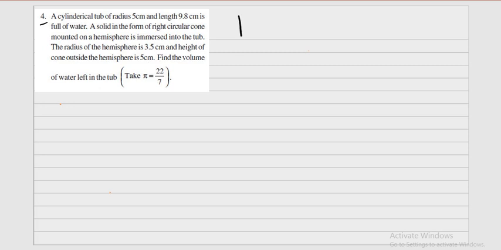Now if you observe the figure, what are the things that are given? Let us see. Here he has given a tub. The tub's radius is 5 centimeters and its height is 9.8 centimeters, and it is full of water.